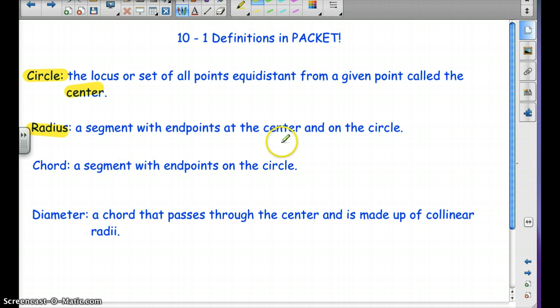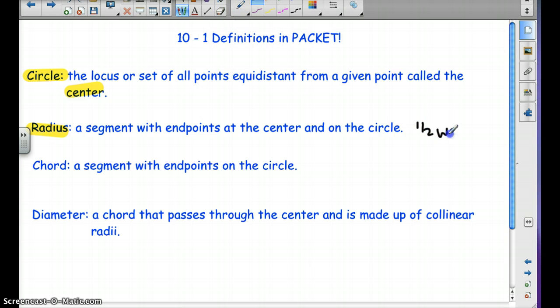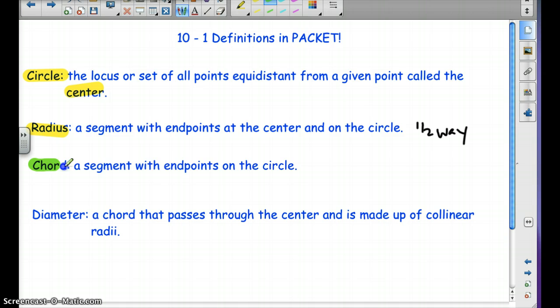So it is going to be halfway across. That's how I remember it. So halfway. And then we have the chord, which is a segment with endpoints on the circle. So it can go from one part of the circle to the other. It doesn't have to go through the center. And then we have the diameter, a chord that passes through the center and is made up of collinear radii. So if you put two radii together, you're going to get the diameter. And so this is all the way across.